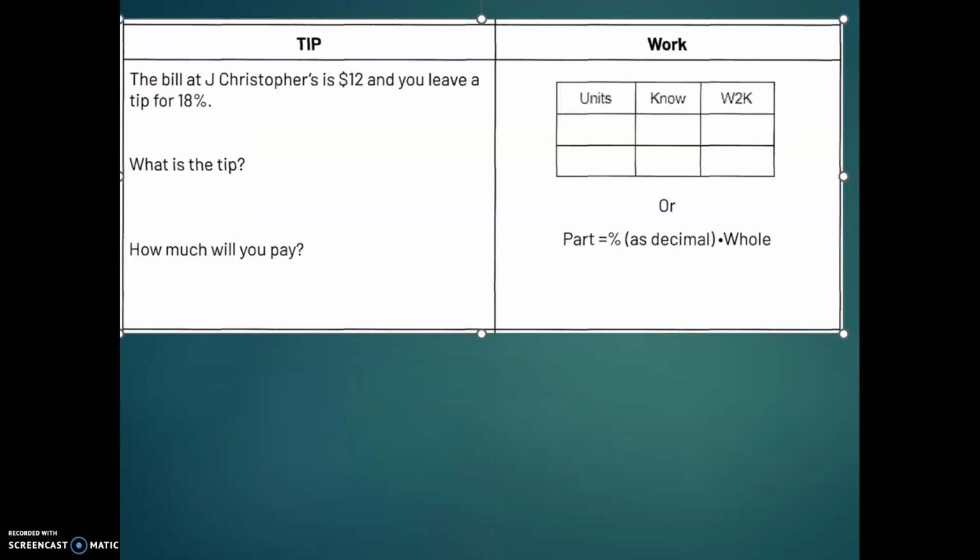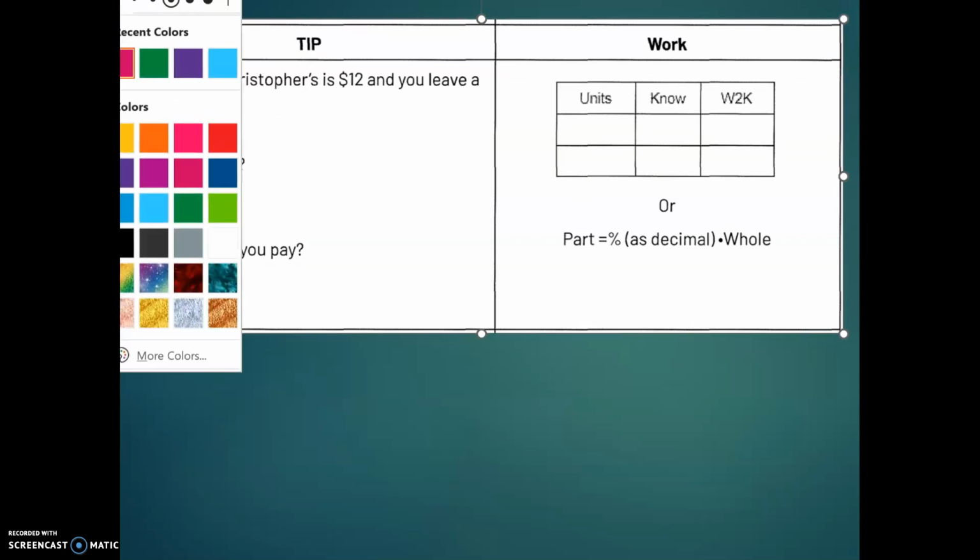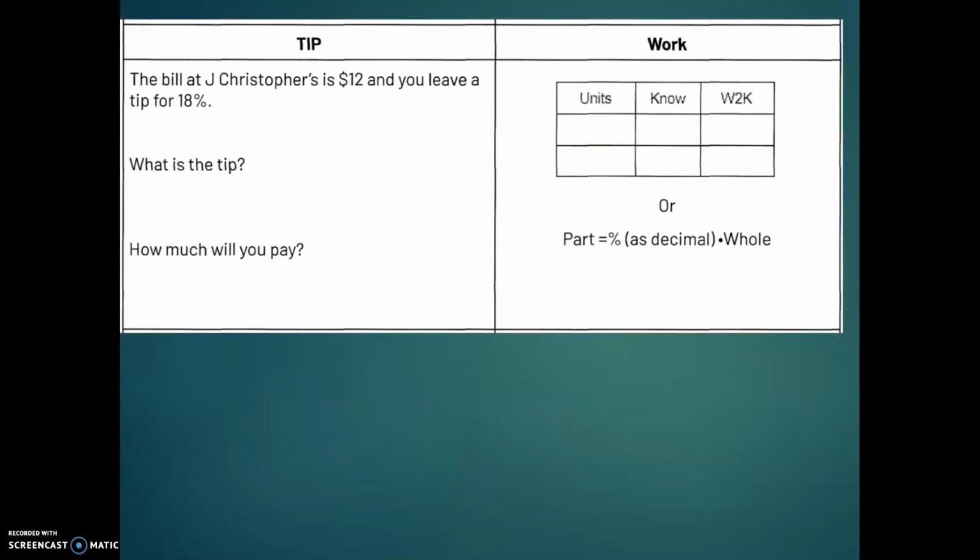Oh, I'm so sorry. My computer's not working. Give me 1 second. Okay, should be good now.